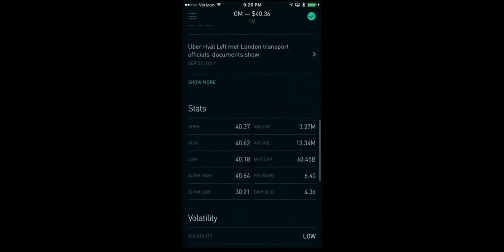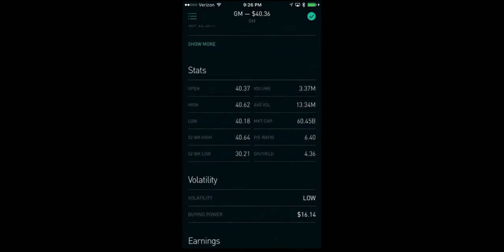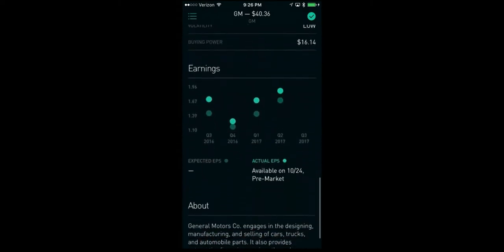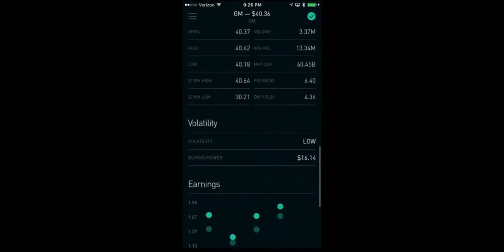So, GM does have a dividend, 4.36, not too bad. Of course, market cap, $60 billion. PE ratio, it's really low, so volatility low, and of course, above expected earnings.